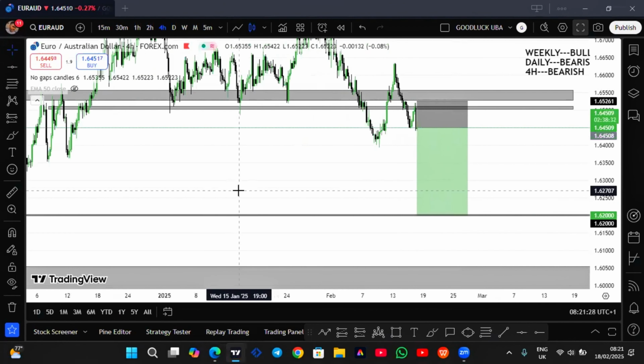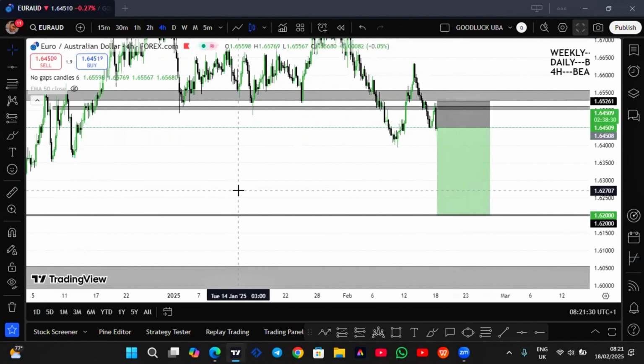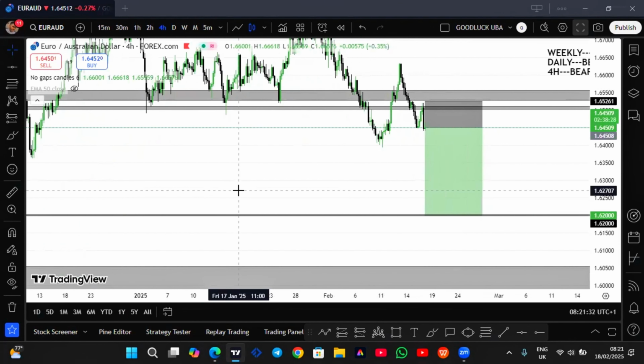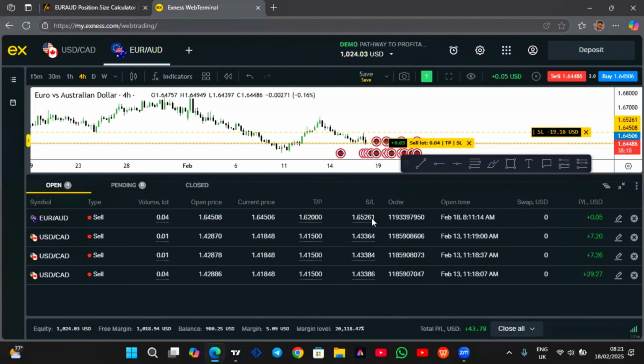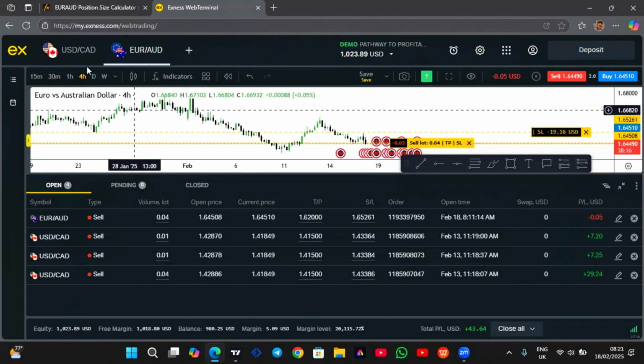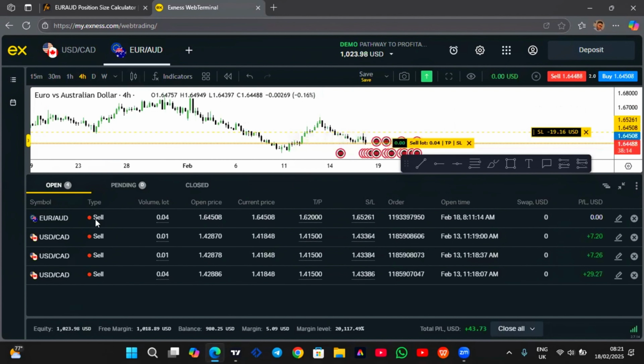I'm okay. Let's go. We are riding price to the downside. We are in on this trade. Then I'll make sure that everything is in order on my MetaTrader 5 or on my broker. Everything is in order. I have my stop loss, I have my take profit.